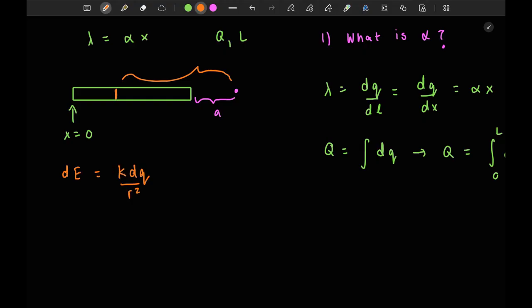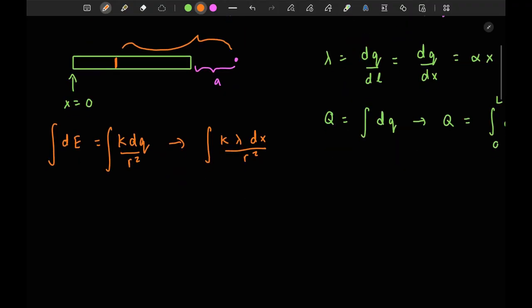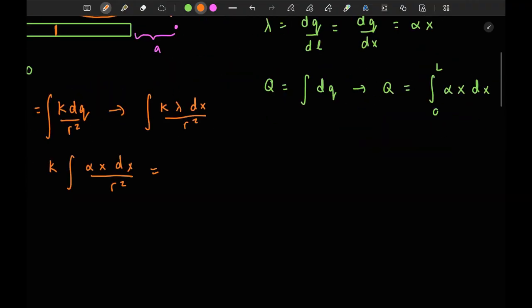We ended up going all the way to saying we can rewrite this as integral k lambda dx over r squared. Now, in the past, we rewrote lambda as q over L. In this case, lambda is not constant, so it must be rewritten as alpha x dx over r squared. Moreover, we know the value of alpha, 2q over L squared, so we can also pull that out. So we have 2kq over L squared times the integral of x dx over r squared.